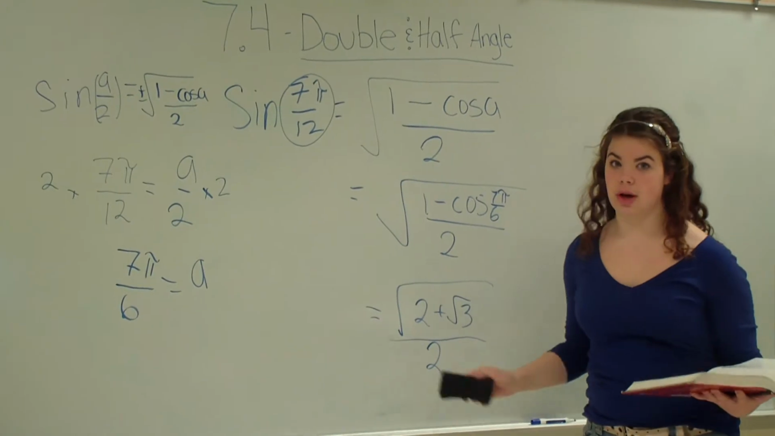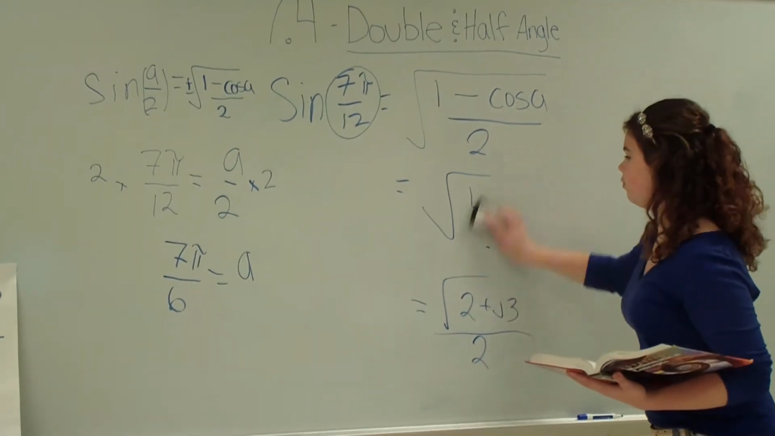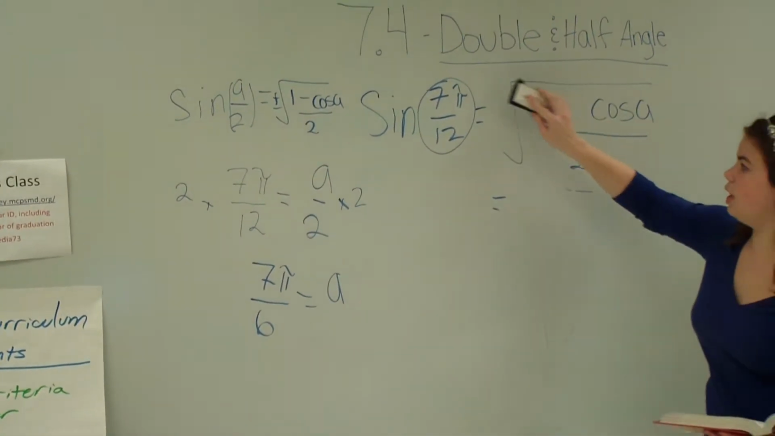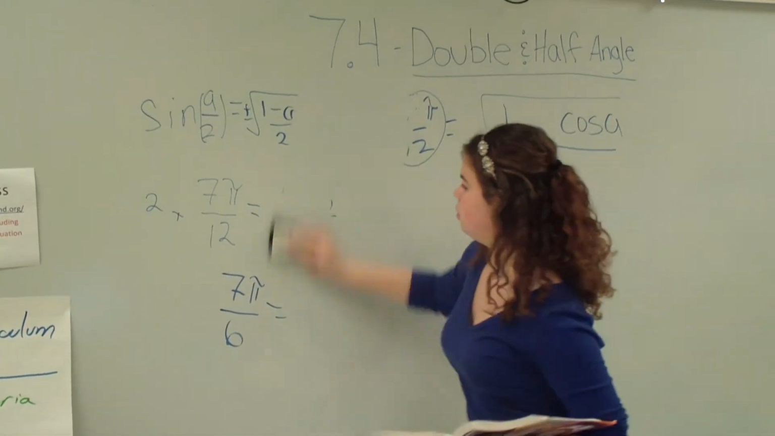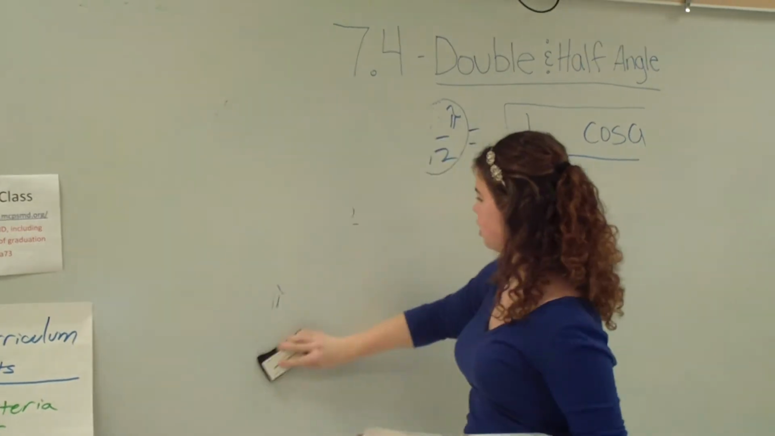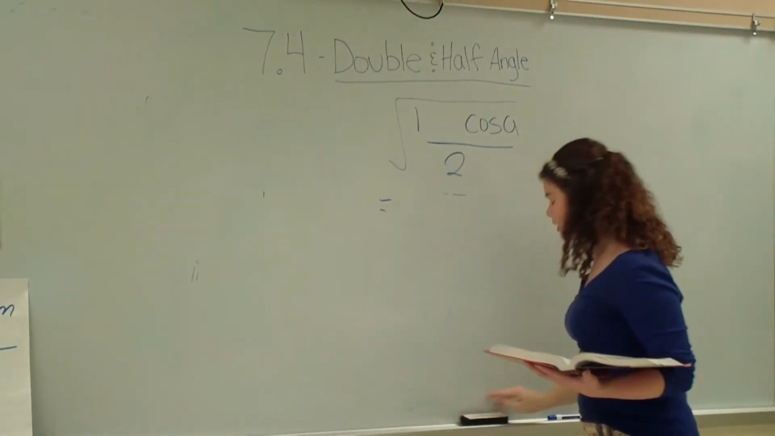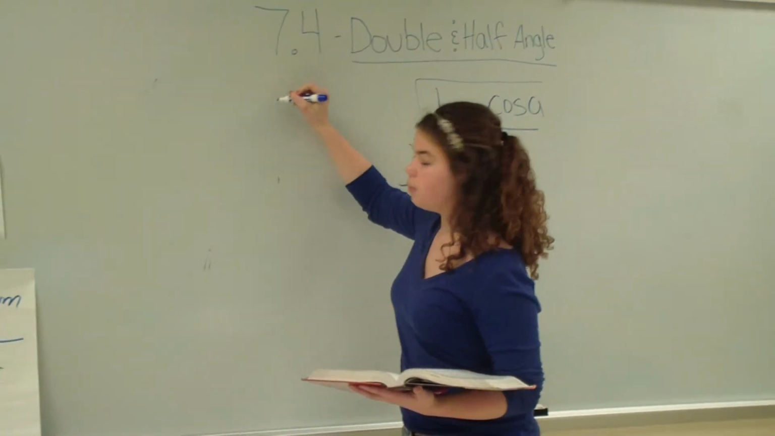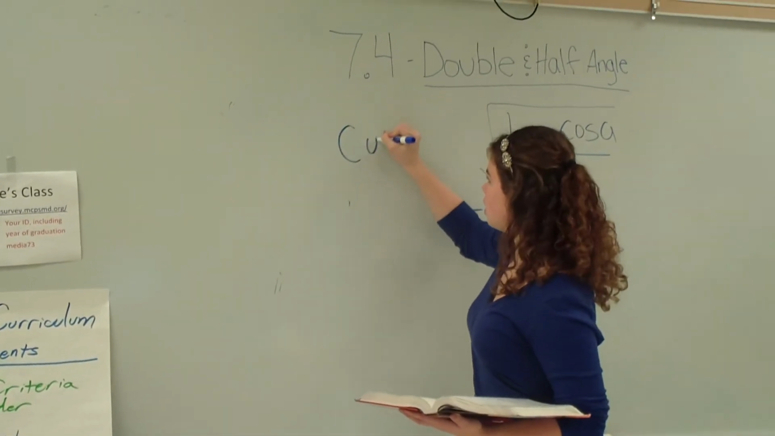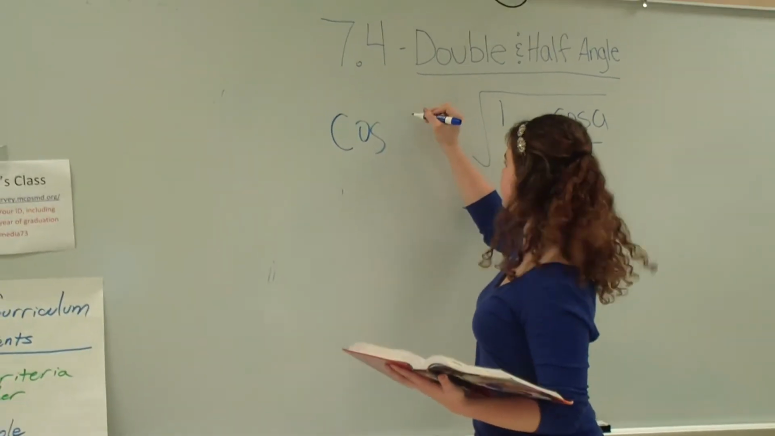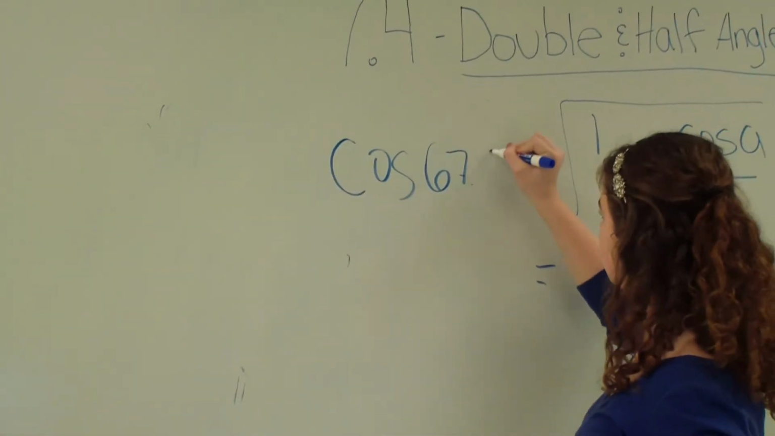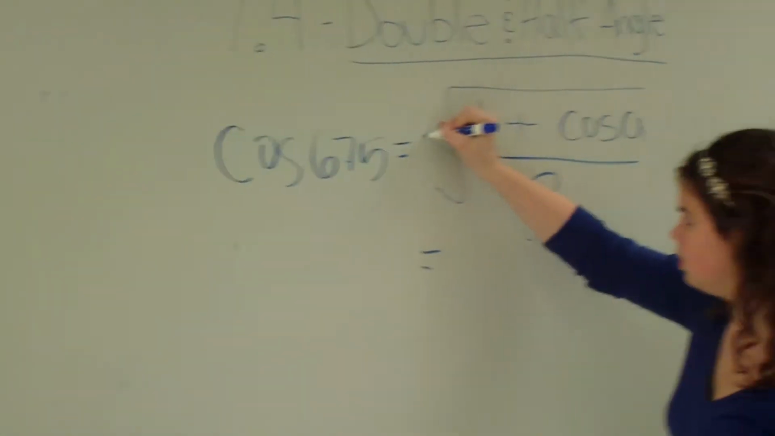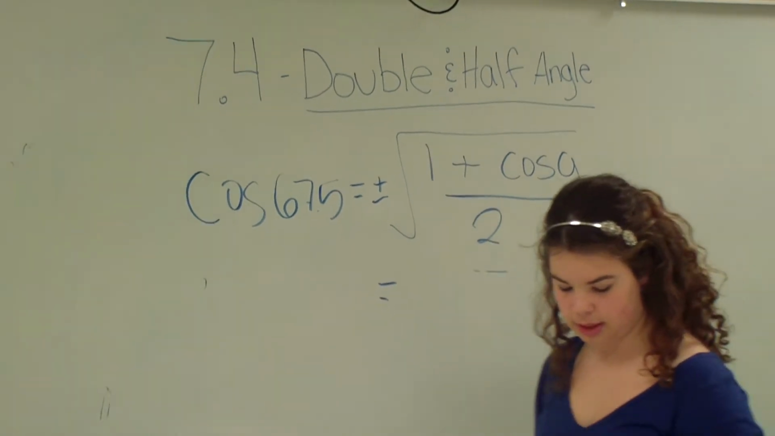Now let's say you were doing cosine. It's basically the same formula, but with a different sign right here. So we're going to change this to a cosine. Let's go ahead and look at how you want to approach this problem. So we're going to work in degrees this time. Cosine of 67.5 degrees. And your formula is going to be plus, with of course a plus or minus out here.